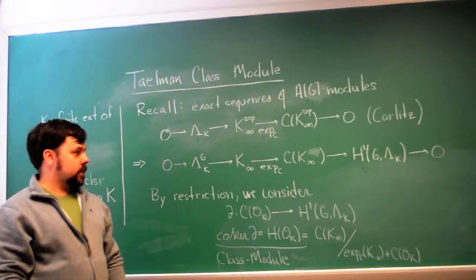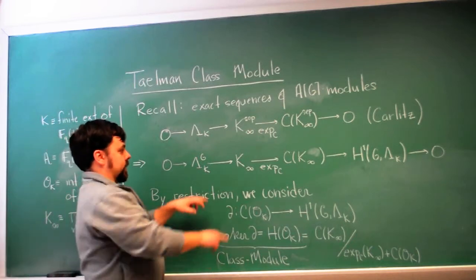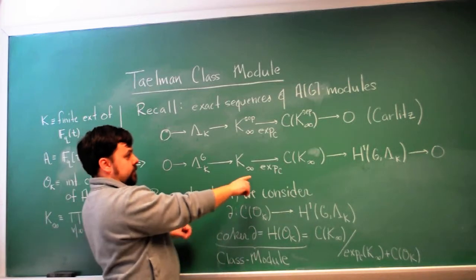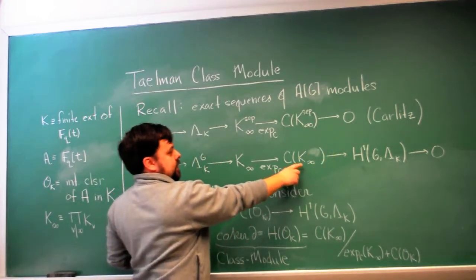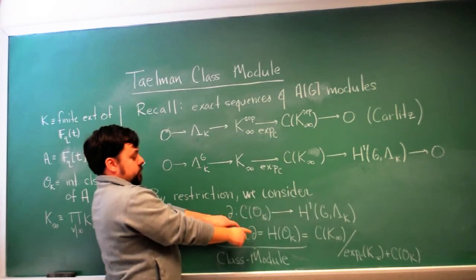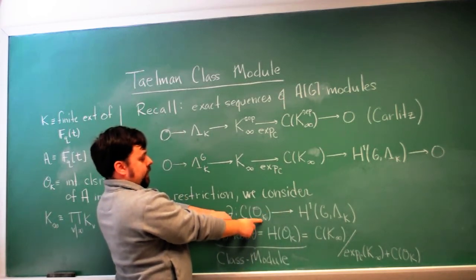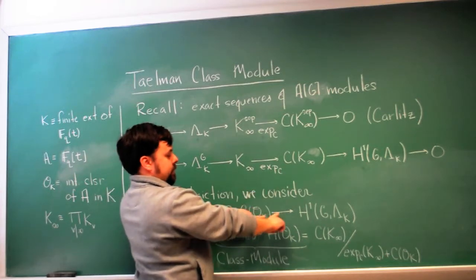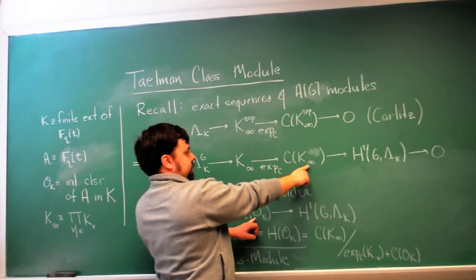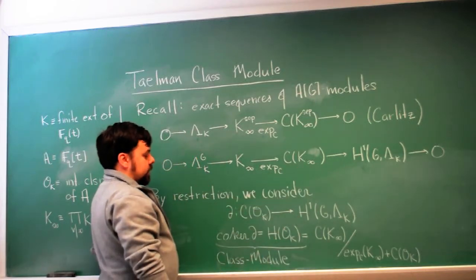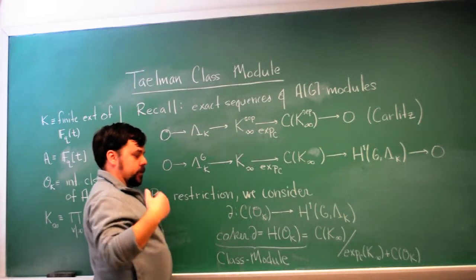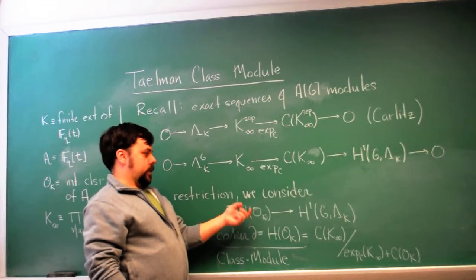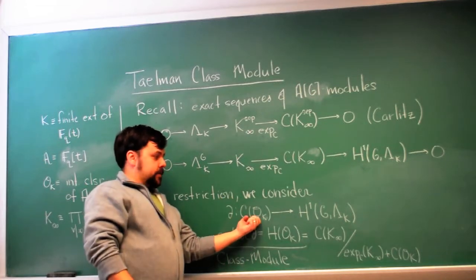So, looking at this exact sequence now, recall that we looked at the restriction of this connecting map from C(K_infinity) into the first cohomology group. We restricted it to C(O_K), the Carlitz module of the integers of K. That's going to map into H^1(G, Lambda_K), because C(O_K) is contained in there. And before, when we were talking about the unit module, the right analog of the unit module wound up being the kernel of this map.